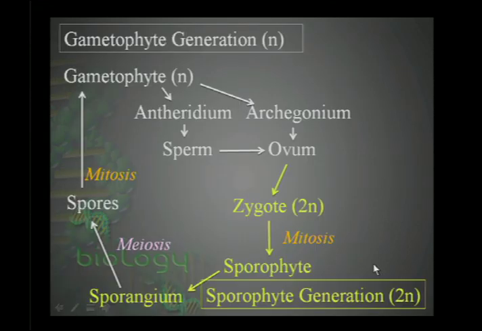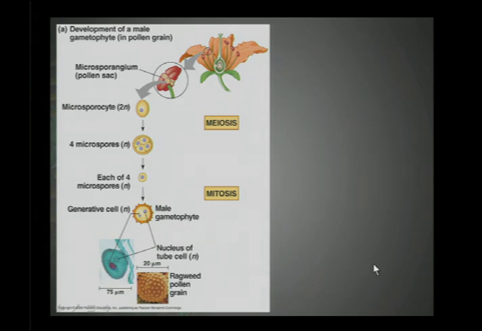So again, be sure that you review the overall life cycle, because we're basically going to be looking at this overall life cycle of gametophyte and sporophyte generations. And so again, same general concept, but we're looking now specifically at flowering plants. So let's go ahead and see how flowering plants reproduce.